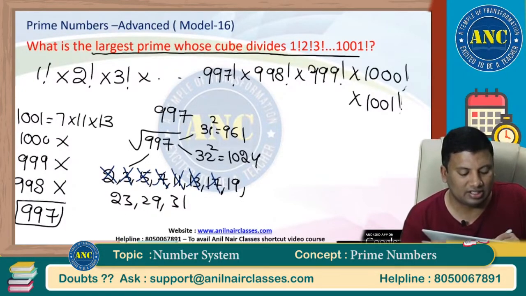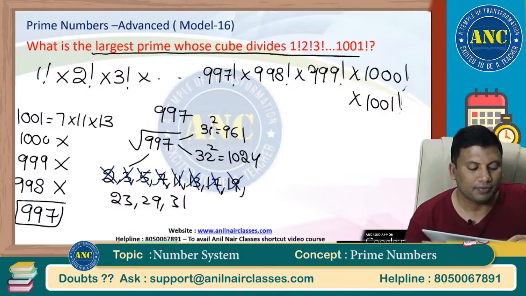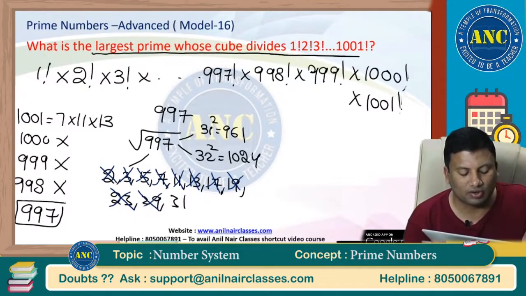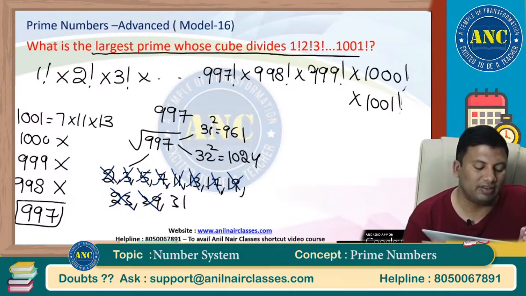19 5s are 95, not possible. 23 4s are 92, 57 not possible. 29 3s are 87, 127 not possible. 31 3s are 93, 67 not possible.